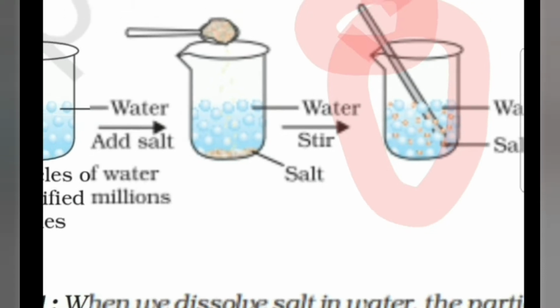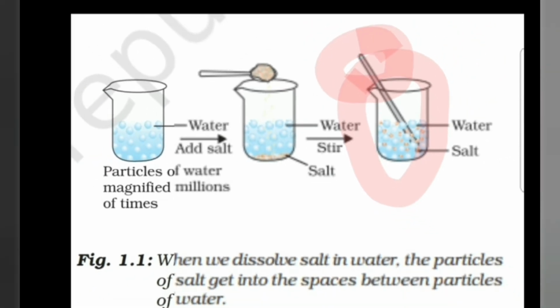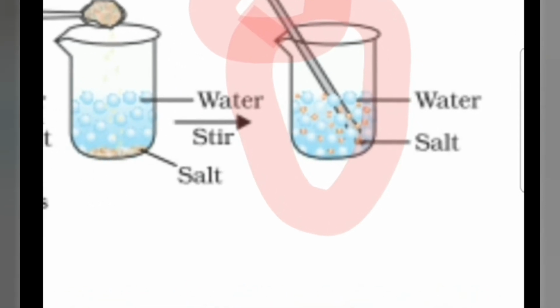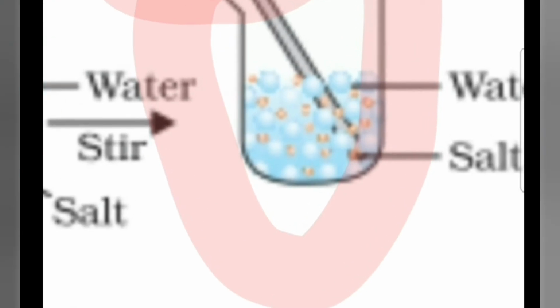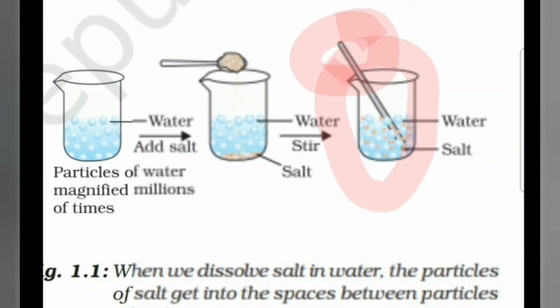After stirring, the salt gets dissolved in the water. Salt or sugar, whatever you have added to the water, has dissolved now. What this concludes is that water has particles with gaps between them, so the added particles, salt or sugar, get settled in between those gaps. So we can say that matter is made up of particles and these particles are very tiny.